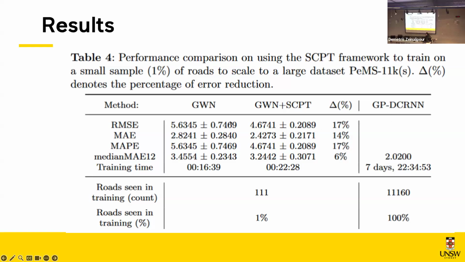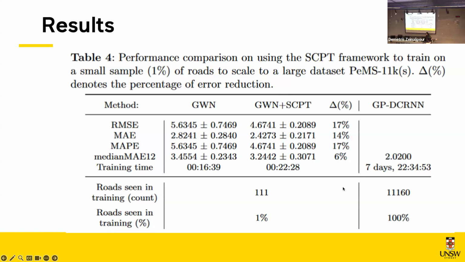Now, what if we just use the backbone of Graph WaveNet and test it only on 1%? Our training time took only 22 minutes. And what does the error look like? MAE is 2.0. Ours actually improved on the original Graph WaveNet with SCPT split. Okay, error is lower, better. And there is still a big difference to GPDCRNN.